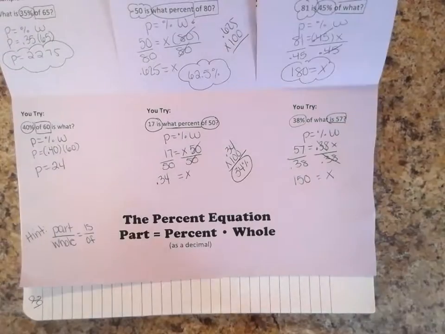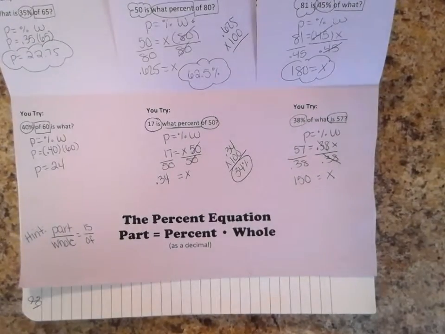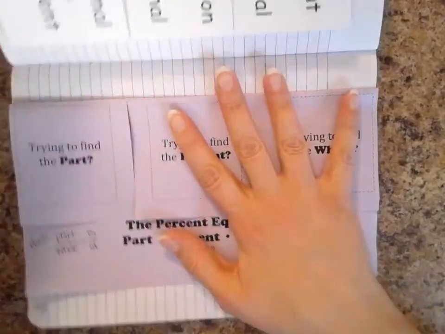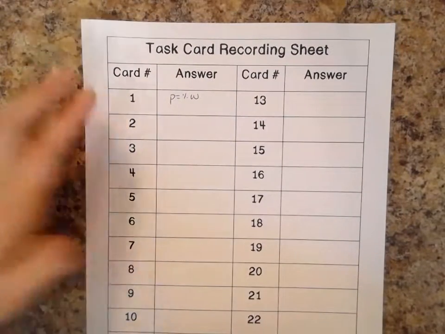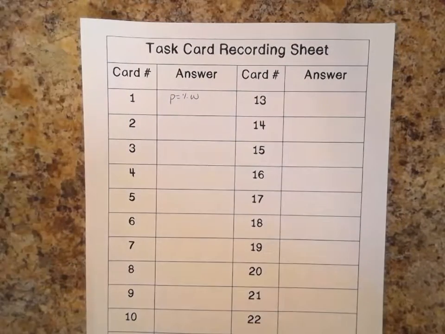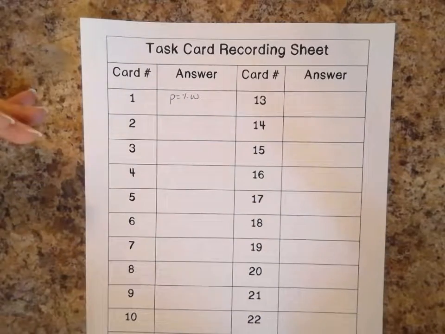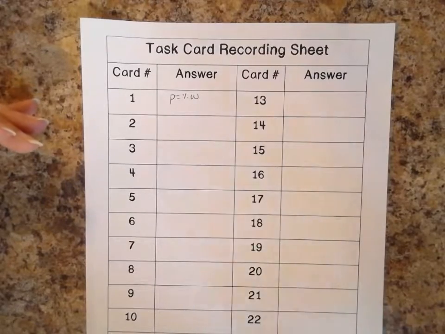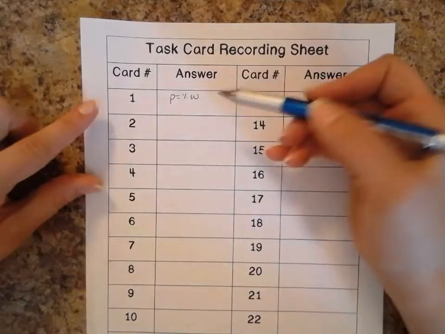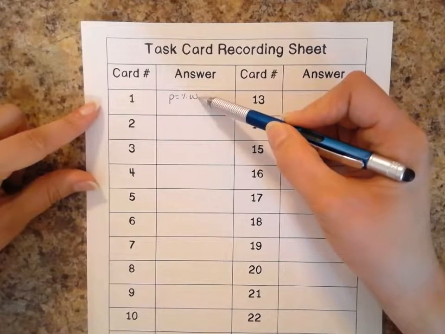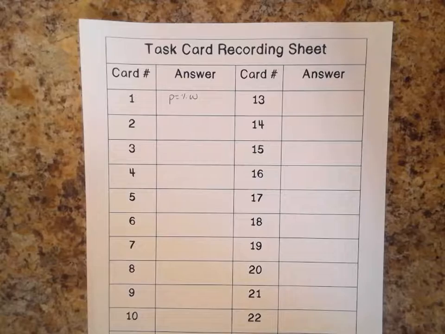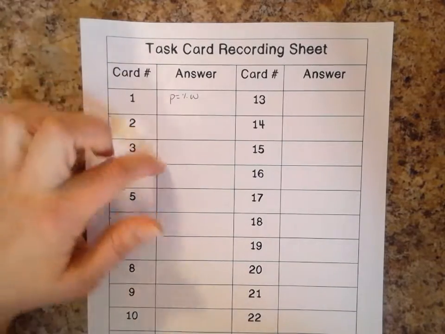Okay? What I'd like you to do is go ahead and close your book and take out the task card recording sheet. You're going to get into small groups, and there are 24 questions that I want you to try out. Get as many done as you possibly can. Make sure that when you start to solve these, you write P equals percent times W, or part equals percent times whole, on each of these problems.